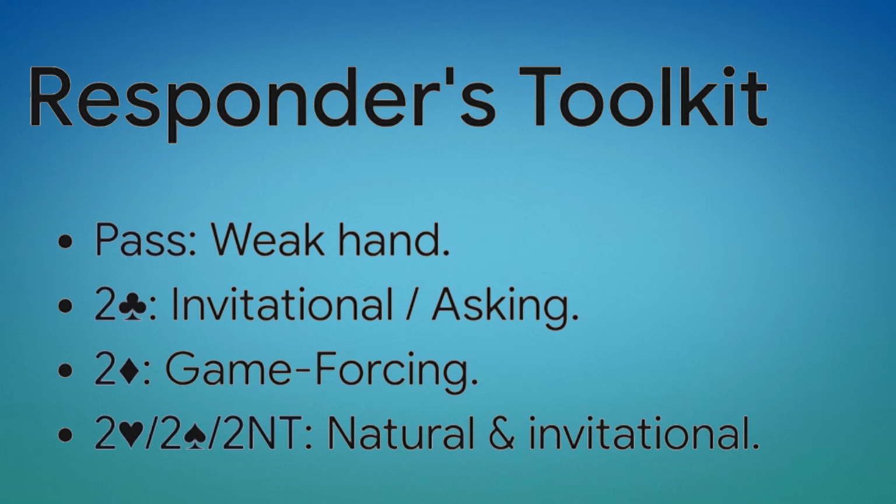So once you have an XYZ agreement, your next bid becomes incredibly precise. No more guessing. You can immediately sort your hand into a nice, clean category. You can just pass if you're weak, no problem. You can bid 2 clubs to show an invitational strength hand, something with some potential. Or you can bid 2 diamonds to flat out announce that you're forcing this auction to game.